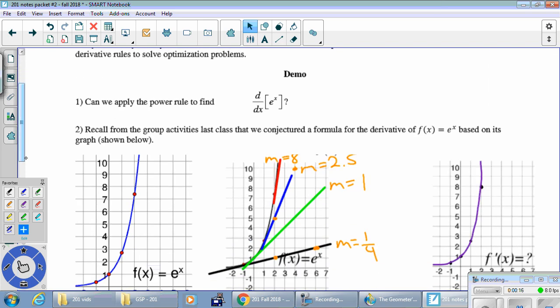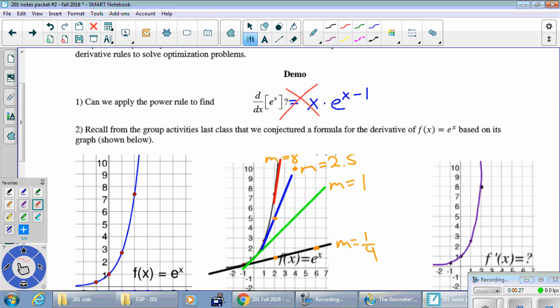x? That is to say, is the correct answer here to bring the power down, copy the e, and subtract 1 from the power? No, that is not the right answer. We can't do that. Our power rule applies to x to a constant number, not a constant number to the x. This is just an entirely different creature.